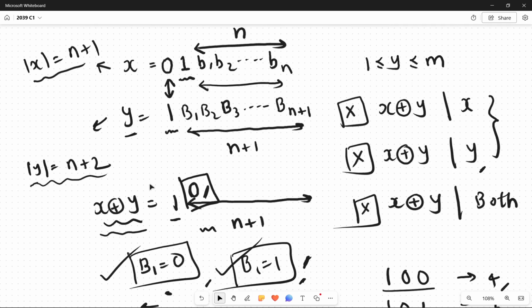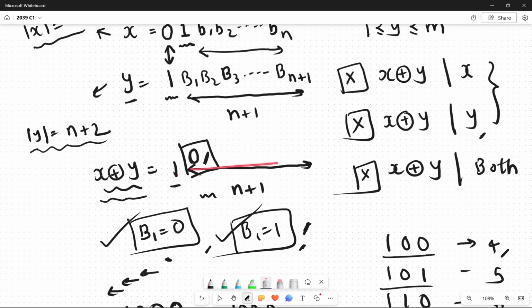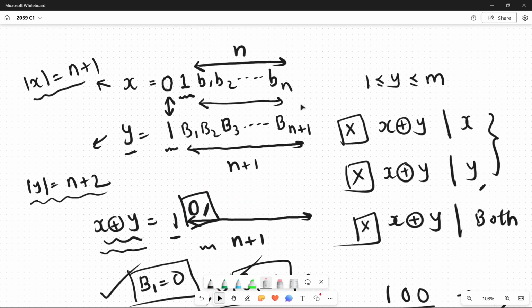So when I take x XOR y, then this 0, this 0 and this 0 will give me 0, right? And this 0 and this 1 will give me 1. And some string of length n plus 1. I don't care if they are all zeros or ones or whatever it is, it will be of length n plus 1, because this whole part is of n plus 1 length, right? This whole part is of length n plus 1.